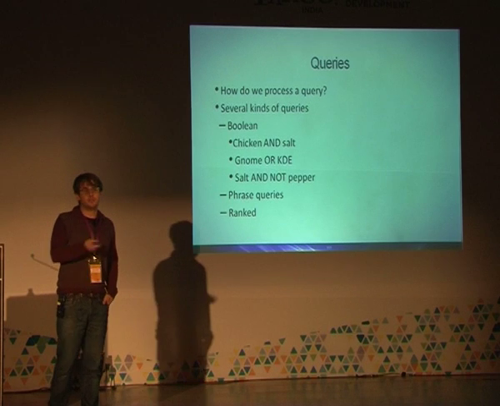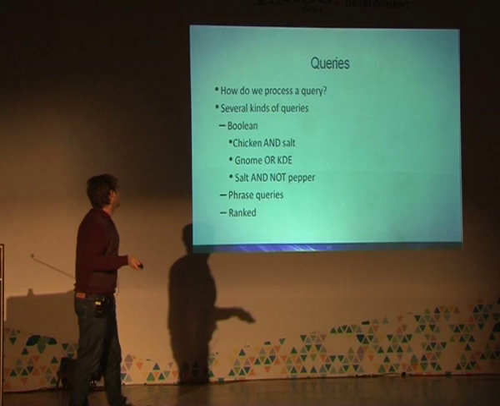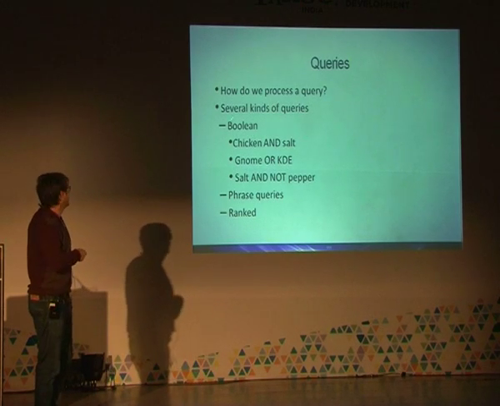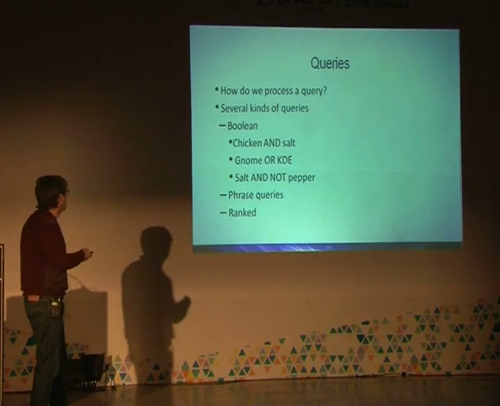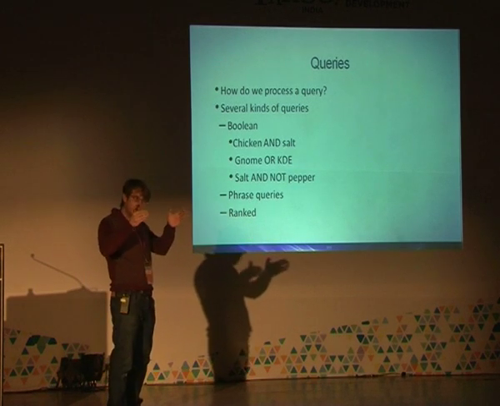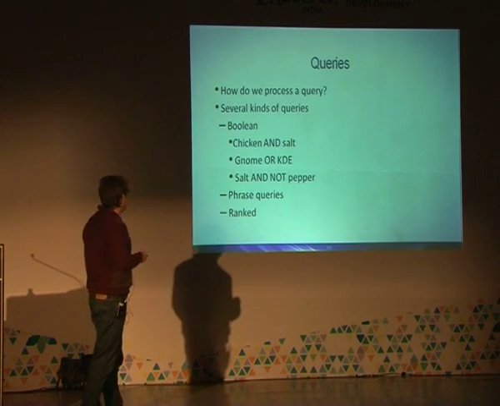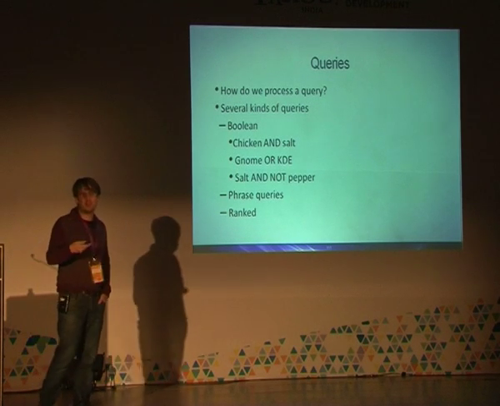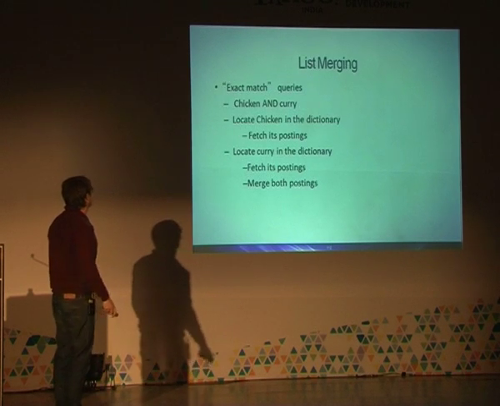So now, super quickly, because you already figured it out. How do you solve a query? How do you process a query? Well, there are several kinds of queries. You can have Boolean operators like and, chicken and salt, or genome or KDE, or salt and not pepper. So you have and, or, and not. You can have phrase queries. Just find me these things, but they have to be together. San Francisco, New York pizza, New York has to be together in the document. Or ranked queries, which are the most interesting ones, which are typically associated with keyword queries, which is what we input in search engines these days.